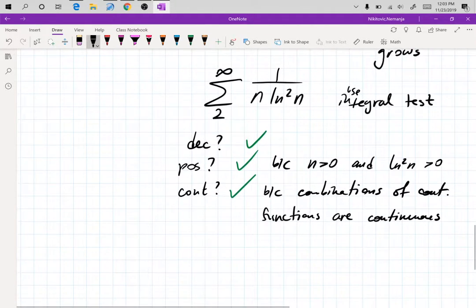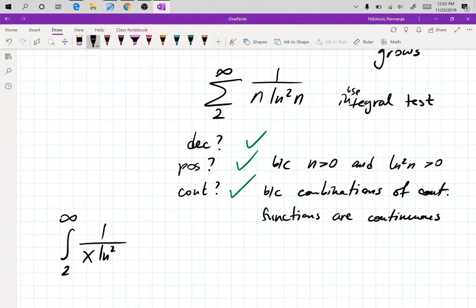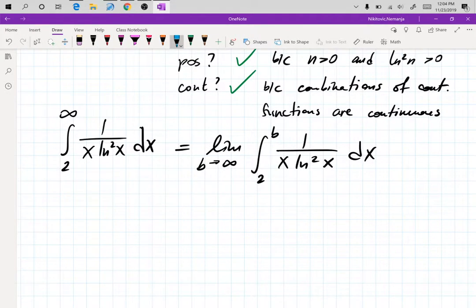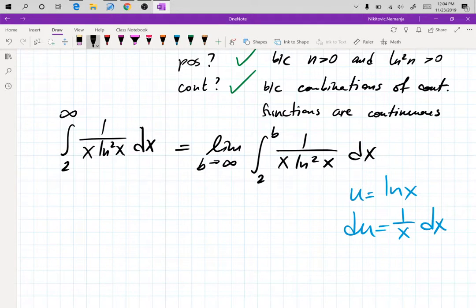So now we can do the integral from 2 to infinity of 1 over x ln squared x dx, which gives us an improper integral: the limit as b goes to infinity of the integral from 2 to b of 1 over x ln squared x dx. To integrate this, we use basic u-substitution, u equals ln x, du equals 1 over x dx, which is awesome because that's exactly what we need.